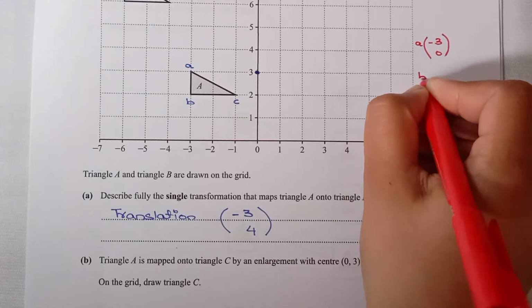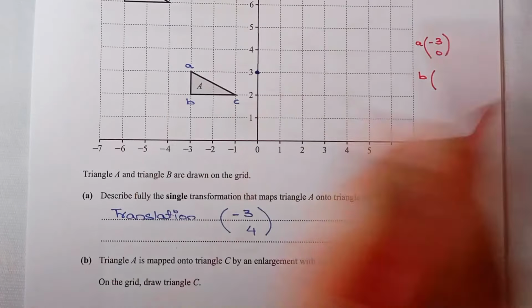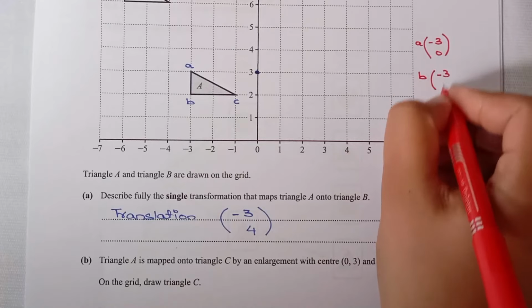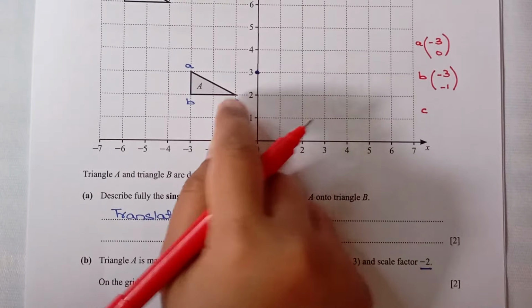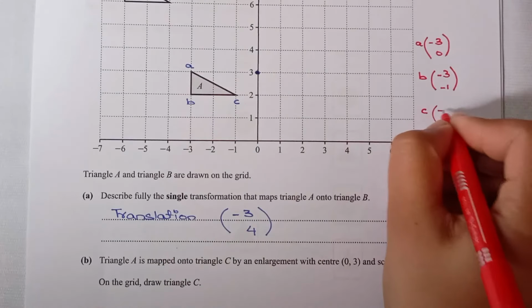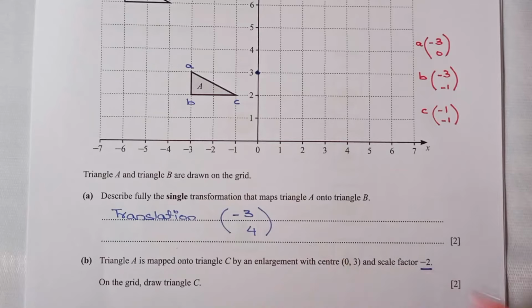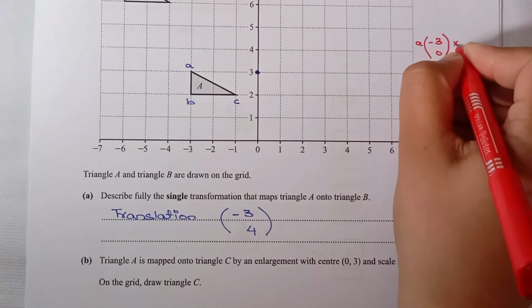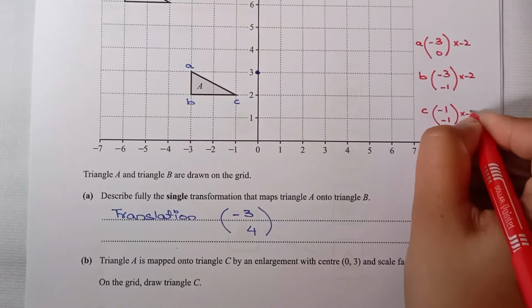Now let me find for B. This would be 1, 2, 3 and 1. So this would be -3 and -1. And for C, we have 1 and 1. So 1 left and 1 down. So -1 and -1. So these are going to multiply with the scale factor, that is -2. So times by -2, times by -2, times by -2.